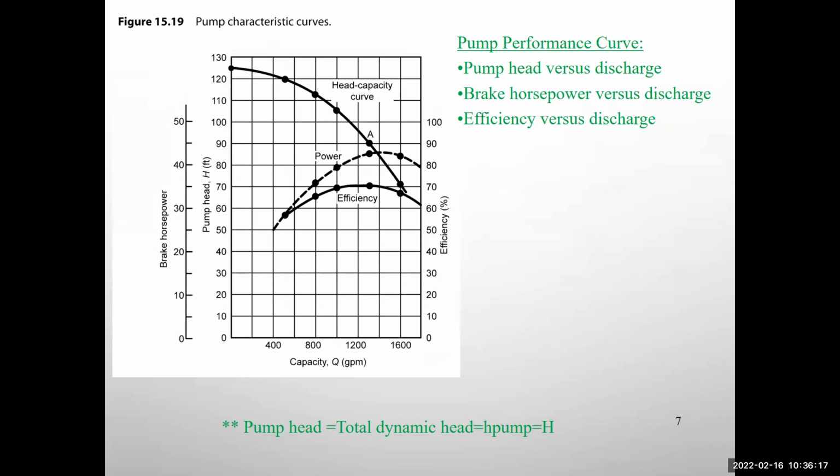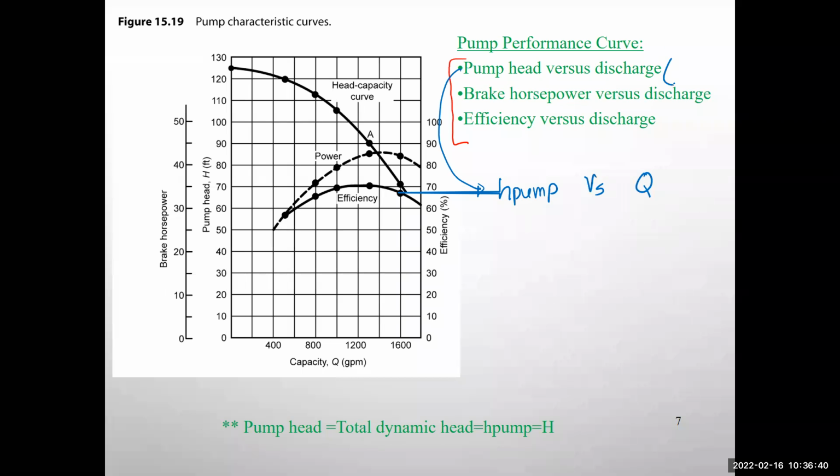For the pump characteristics curve, we usually have 3 different curves. In total, we have 8 curves, but we will discuss these 3. This is the pump head versus discharge, H pump versus Q. Sometimes we call the discharge as capacity. For the second one, brake horsepower versus discharge. Do you remember brake horsepower? What does it represent?